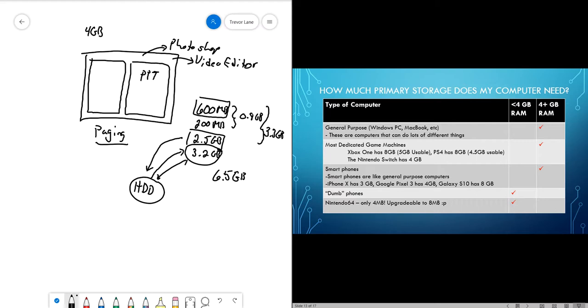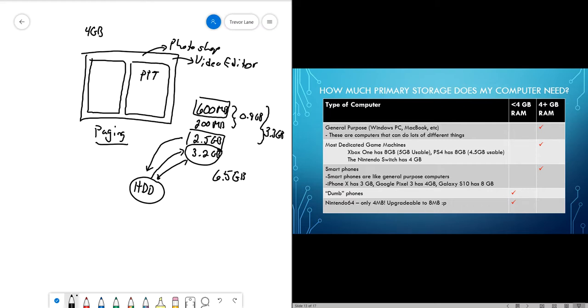Smartphones range. I've tried to keep this as up to date as possible from when I made this PowerPoint. So if you're watching it at a later date, it's very possible that this data is old by that point. Anyway, smartphones are like general purpose computers. They're just like computers, so they require a lot of memory as well. So your iPhone X or iPhone 10, depending on how you say it, 3 GB. Google Pixel has 4 GB. Your Galaxy S10 has 8 GB. Whew, that is a lot.